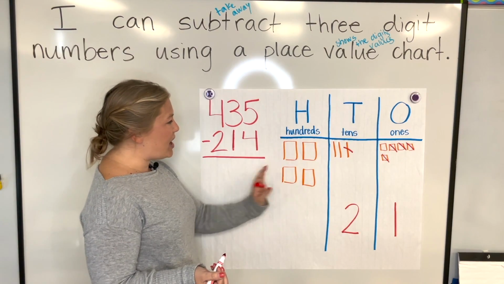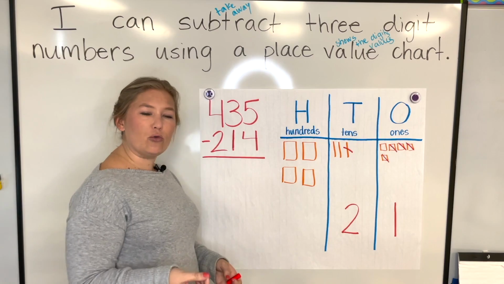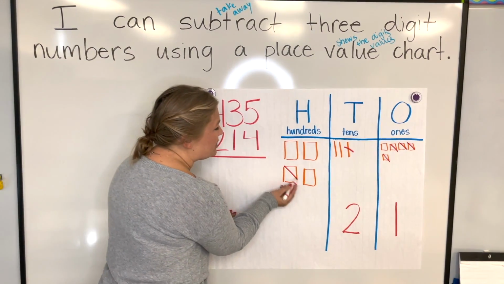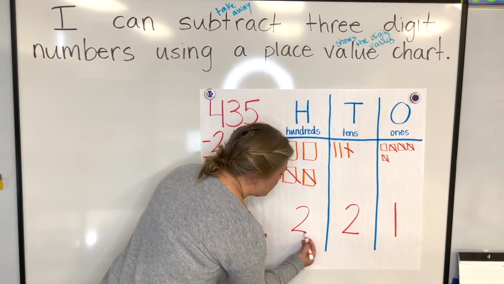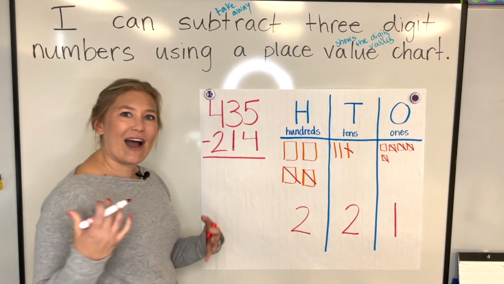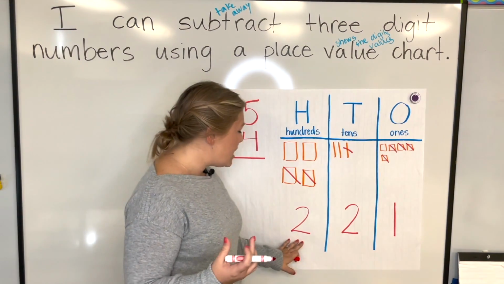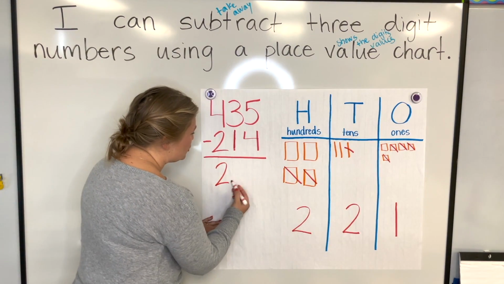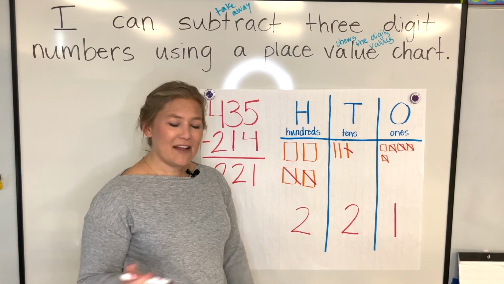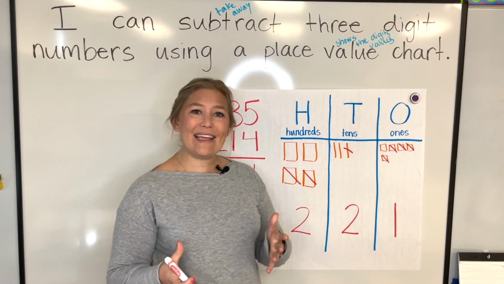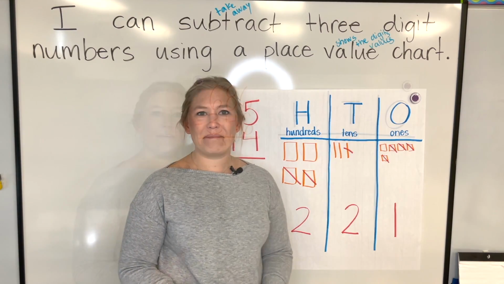Then I move to my hundreds place where there's a 2 in the hundreds place in the number 214. So I take away 2 of them. And now I have 1, 2 left. And down here we have our answer, or what we have left in all of our place values. And the answer is 221. Pretty easy, right? Let's try one together. Go ahead and get a piece of paper and a pencil, and we'll do the next one all together.